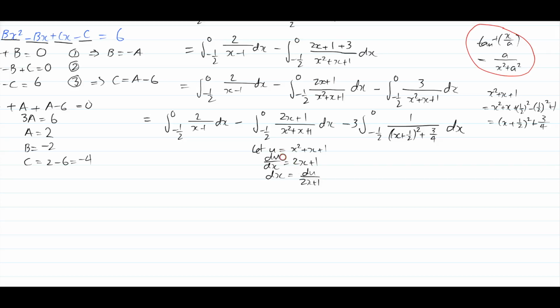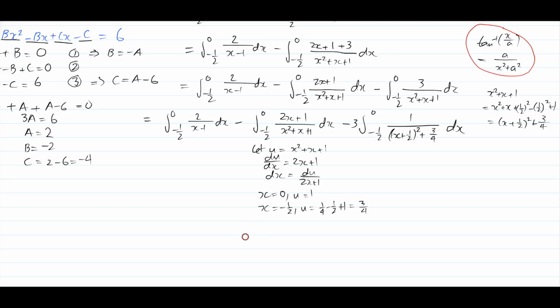Make sure you're changing things to u, so therefore your upper and lower terminals also must change to u. So when x equals 0, u equals 0 squared plus 0 plus 1, so u equals 1. And of course, when x equals negative half, we sub in negative half over here. Negative half squared is 1 on 4. 1 on 4 minus half plus 1. Well, minus half plus 1 is half. Half plus 1 on 4 is 3 on 4.